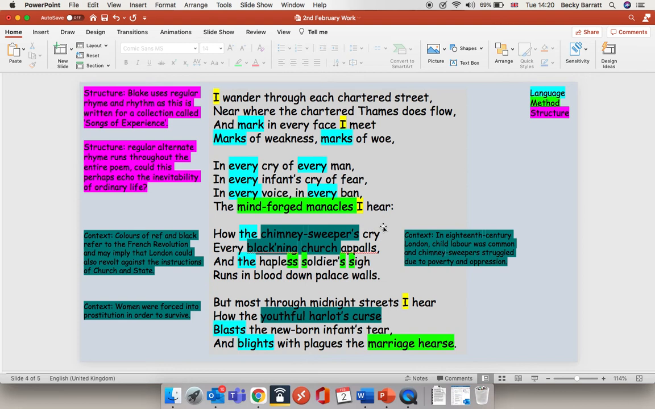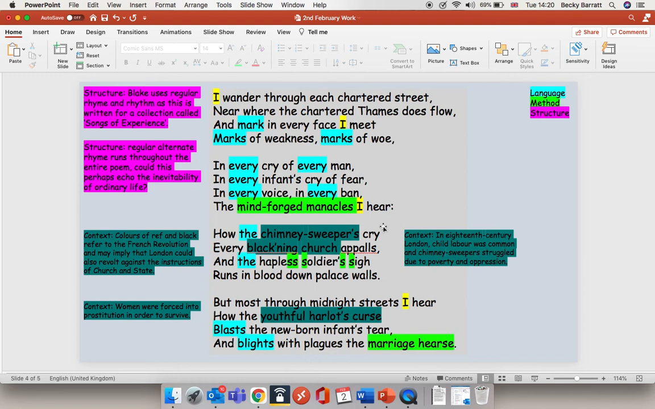So the structure then that Blake uses, it's a regular alternate rhyme that runs throughout. So if you look on the first stanza, you've got street, meet, flow, woe. On the second stanza, you've got man, ban, fear, here. It's like that from beginning to end.